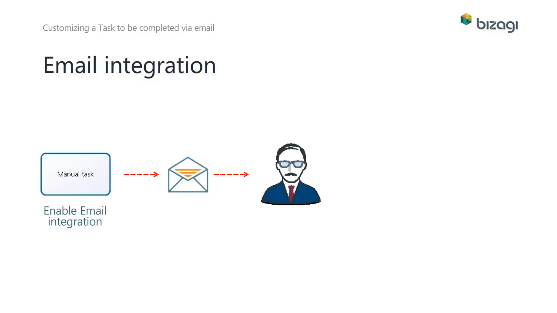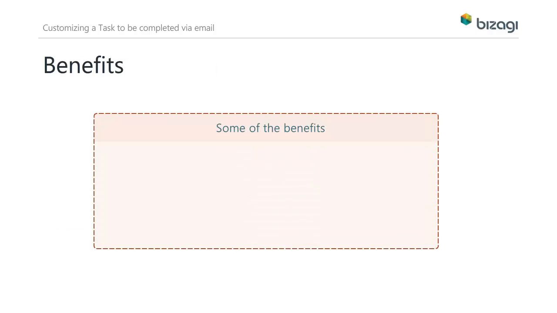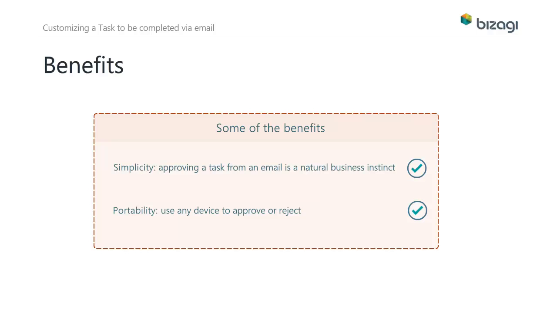When email integration in a task is enabled, the assigned user will receive a pre-configured email. The user can reply by clicking on one of the buttons in the email. Bizagi will then process and complete the task, moving the process forward. With this functionality comes 1. Simplicity. Nowadays, people always are checking their emails, so approving a task via email is a natural business instinct. 2. Portability. Users can approve or reject by just logging into their email accounts using any device.